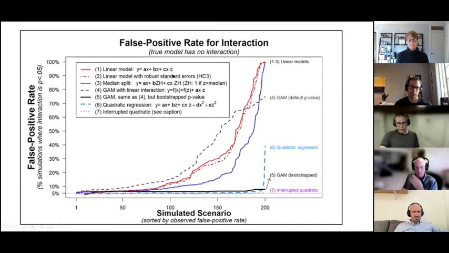Again, robust standard errors don't do anything. This is, I think, interesting. The median split performs very poorly here too. Okay, so if you run an interaction of X with a dichotomized Z, it's bad. I don't think this is intuitive. I think people will have the intuition that it'll be fine. In fact, Miller et al. have the intuition this is fine, and they recommend people dichotomize the moderator to avoid problems with non-linearities.